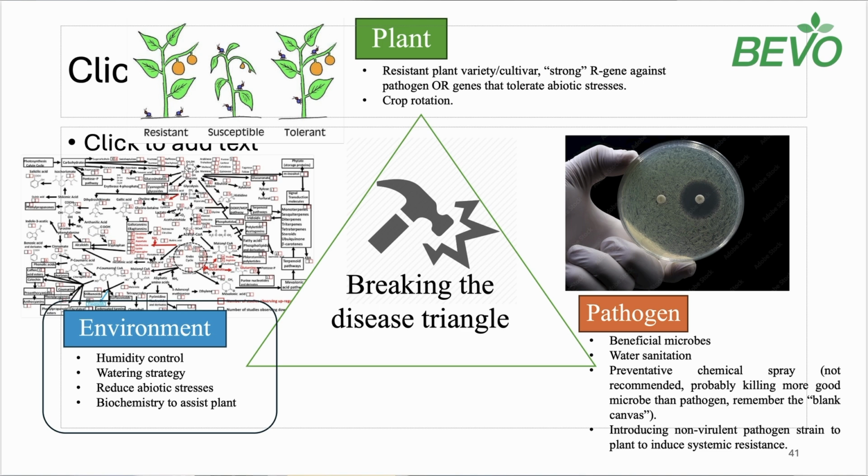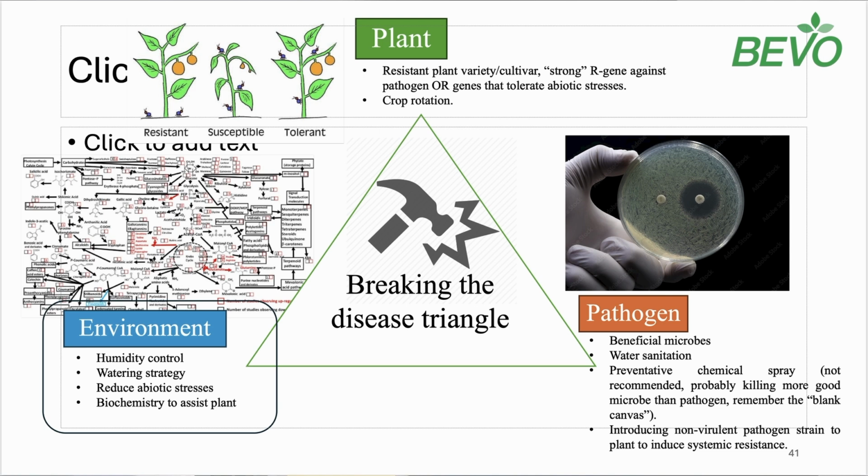From a pathogen perspective, water sanitation with verification, not just water sanitation. Why we say verification is that it's not like we are applying all this chemical to kill everything. Is it killing everything? We don't know. We have to check under the microscope whether the pest is still there or not. And then we can introduce beneficial microbes. I would also do a preventative chemical spray, but that's not recommended because you are probably killing more good guys than bad guys. We're also introducing a non-virulent pathogen strain, like viruses that are not enough to cause an issue but are sufficient for the immune system to recognize the pest. It's also good to induce systemic resistance.